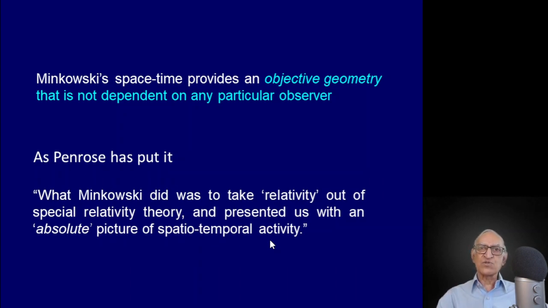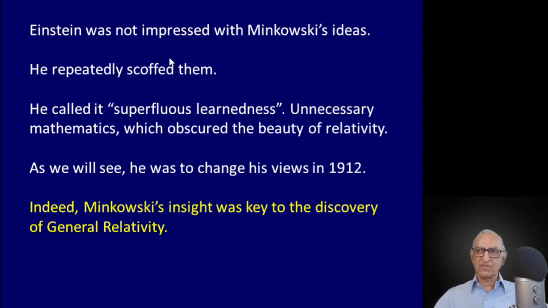One person who was not impressed by all this was Einstein. He was not at all impressed with Minkowski's idea. He repeatedly scoffed at it wherever he went around the world giving lectures, in America, in Japan, and so on. He called it superfluous learnedness in German, which meant unnecessary mathematics, which obscured the beauty of relativity. Einstein was completely wrong. The true beauty of relativity can only be appreciated in the geometrical construction of Minkowski.